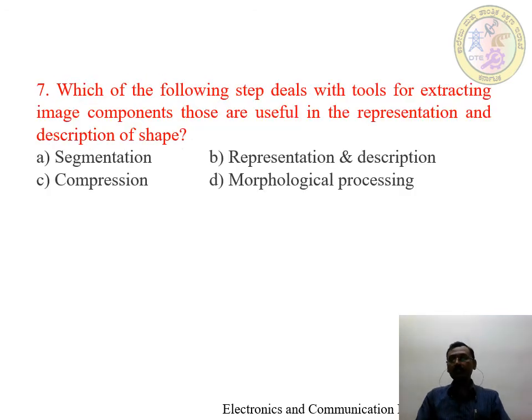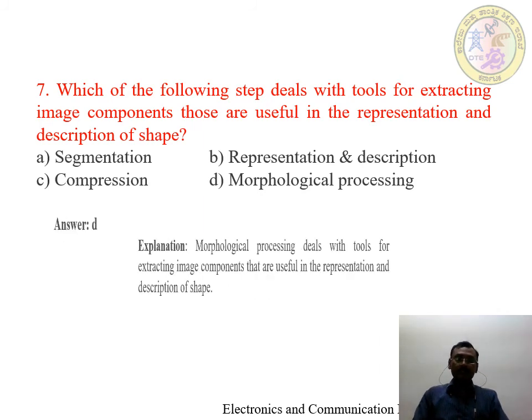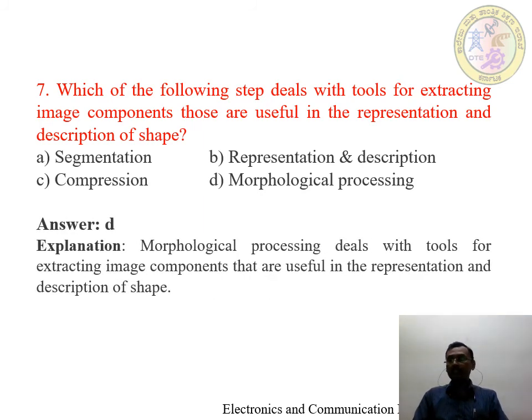Next question is, which of the following steps deals with tools for extracting image components that are useful in the representation and description of shape? Options are segmentation, representation and description, compression, morphological processing. The answer is D, morphological processing deals with tools for extracting image components that are useful in the representation and description of shape.